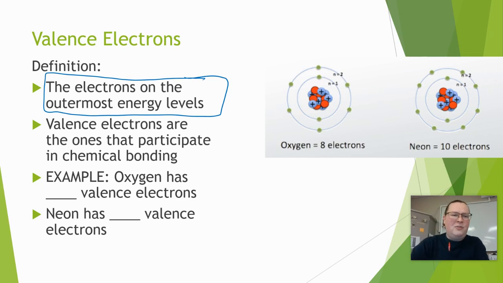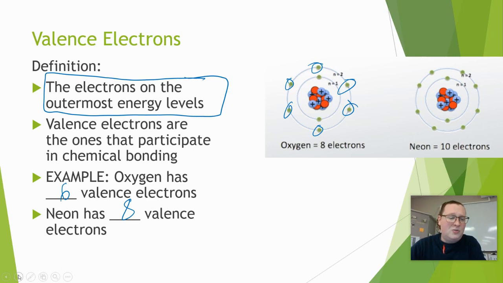So as an example for valence electrons, we can look at the Bohr model and see that oxygen has 1, 2, 3, 4, 5, 6 valence electrons. You could do the same thing on neon and count 8. But we don't want to draw out a Bohr model for every single element, especially some of the bigger elements. That would be insane.